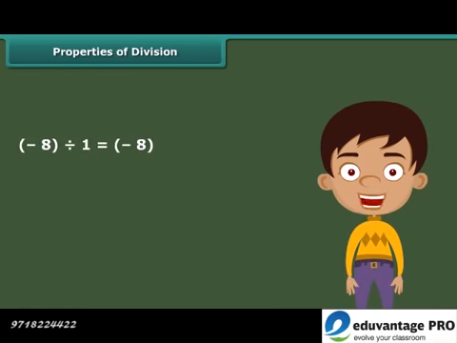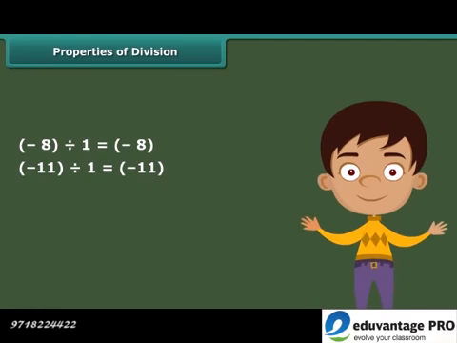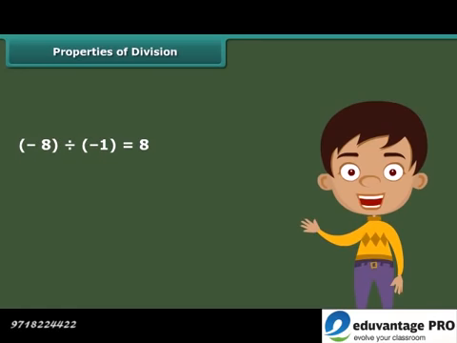Any integer divided by 1 gives the same integer. For example, -8 divided by 1 is equal to -8. -11 divided by 1 is equal to -11. But if any integer is divided by -1, it does not give the same integer. For example, -8 divided by -1 is equal to 8. 11 divided by -1 is equal to -11.